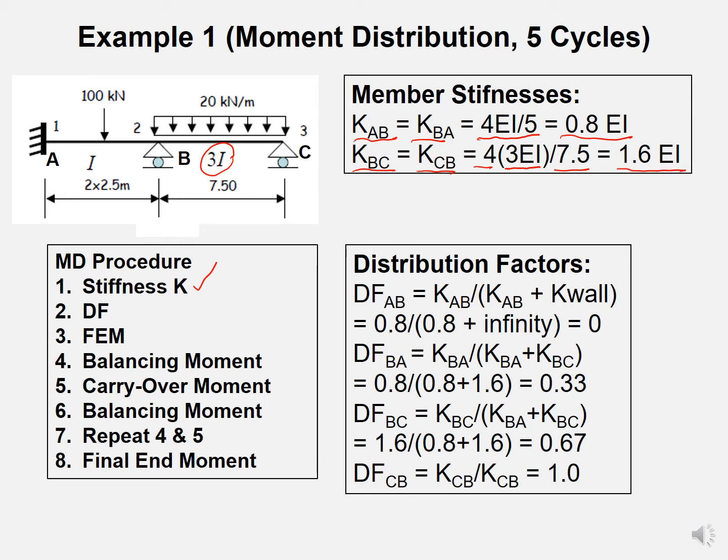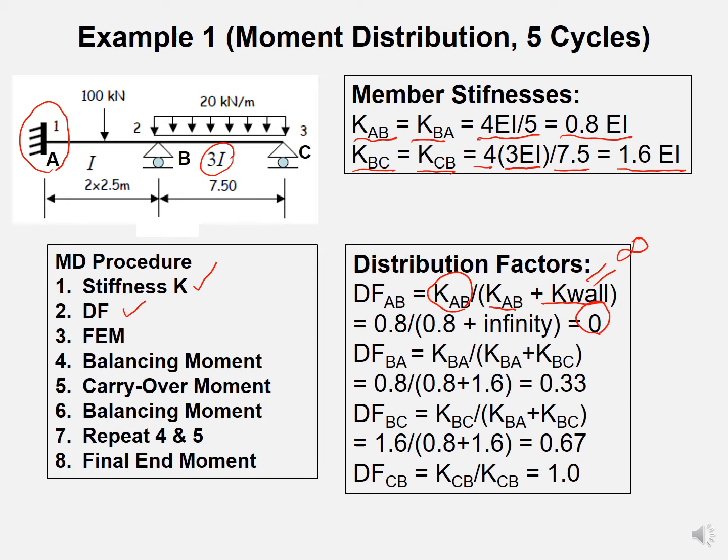Next, we determine the distribution factor using the equation the stiffness of the member divided by the joint stiffness. For member AB, take note that joint A is a fixed support. Hence, using the definition of distribution factor, the DF of member AB is the stiffness of member AB divided by the joint stiffness, which is the stiffness of the member plus the stiffness of the wall. But the stiffness of the wall is equal to infinity, hence DF will be equal to 0.